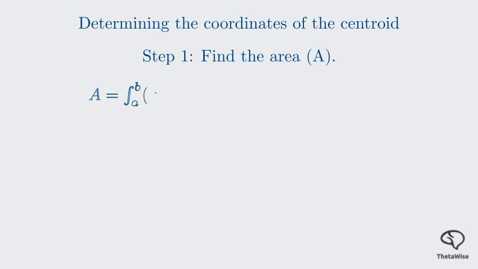We've built up all the necessary tools. Now, let's put it all together into a step-by-step process for determining the coordinates of a centroid. Step 1 is to find the total area, A, of the region. This is calculated using the definite integral of y1 minus y2 with respect to x, or the integral of x1 minus x2 with respect to y, depending on the strip you choose.